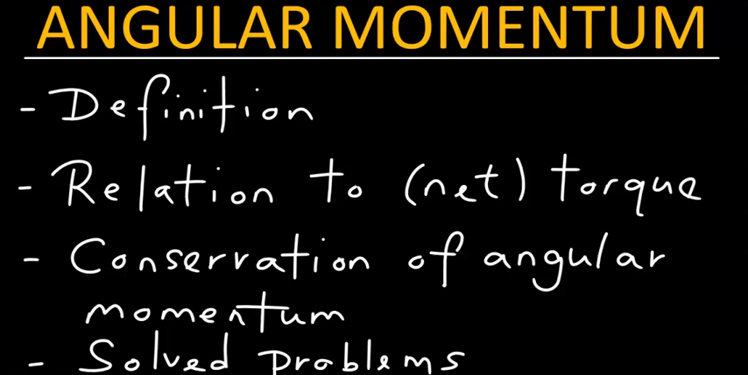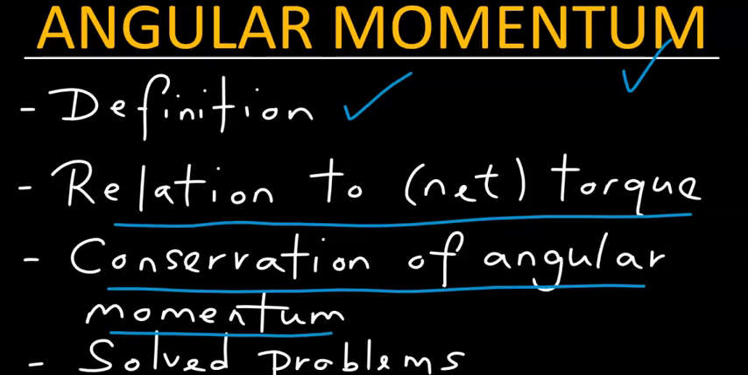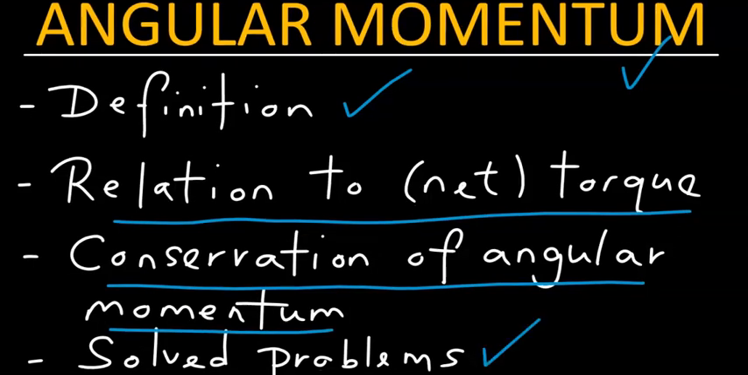In this video, we will talk about angular momentum. We will give its definition in terms of angular velocity. We will also see how angular momentum is related to net torque, which will then bring us to the law of conservation of angular momentum. Finally, we will solve a few problems based on the concepts presented.